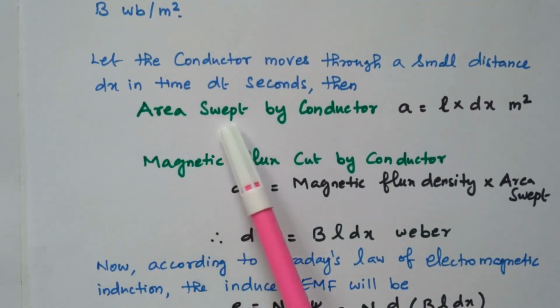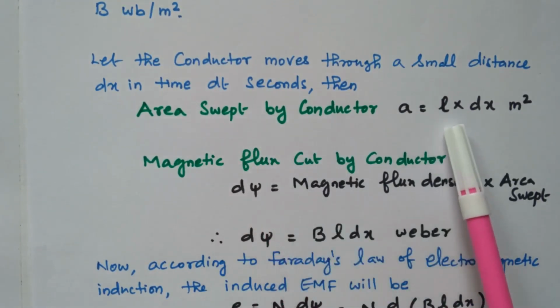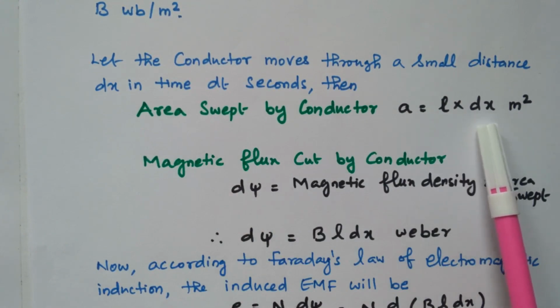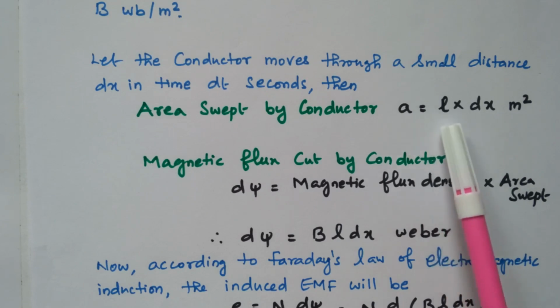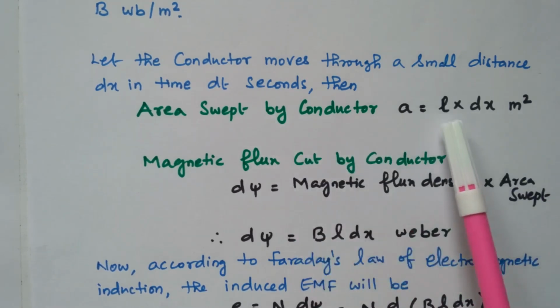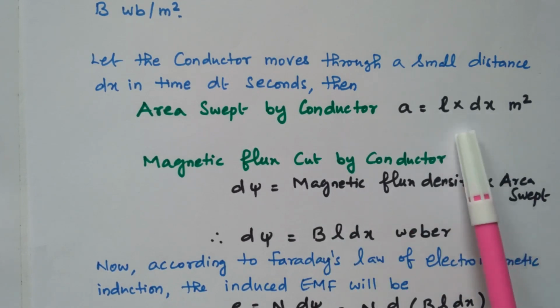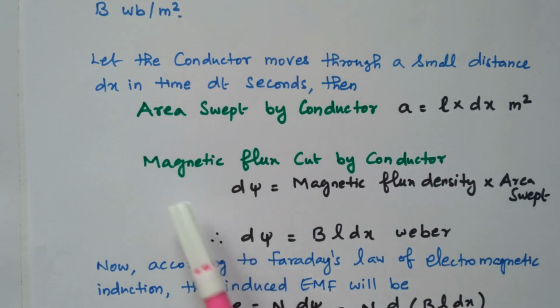So the area swept by the conductor, the area covered by the conductor, is L into dx, length of the conductor into distance covered by the conductor. So A equal to L into dx meter square. Area covered by the conductor is nothing but length of the conductor and distance moved by the conductor, L into dx. So magnetic flux cut by the conductor, d phi, is magnetic flux density into area swept.